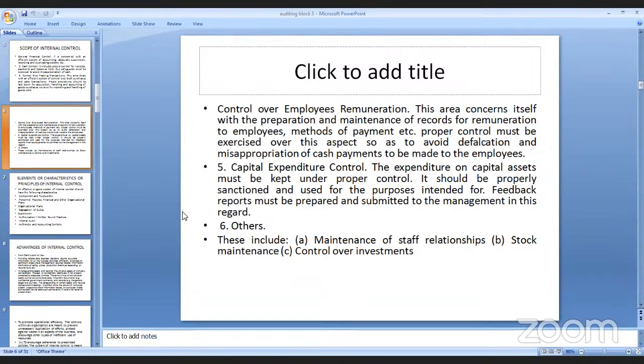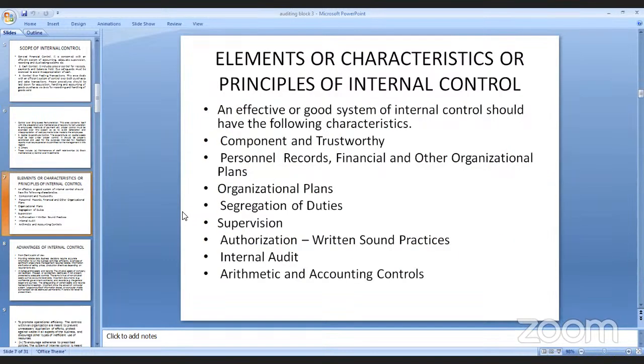It must not be underflow. We have to maintain a balanced system. Next, here are the elements or characteristics or principles of internal control. So these are the various characteristics, like trustworthiness we must have. Next, they have to maintain the records such as financial and organizational plans.